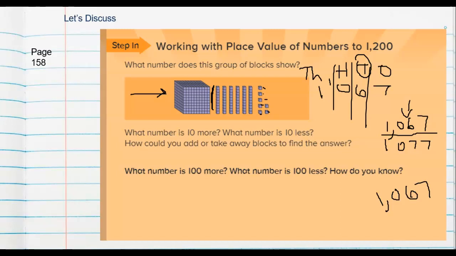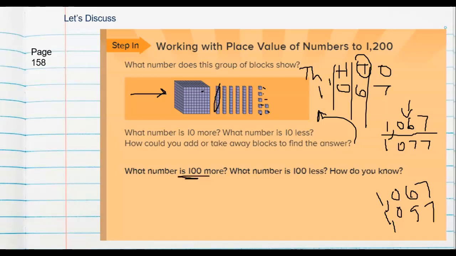10 less. Well, that means I would look at my tens place, and I would go up here, and I would use these blocks to see it, and I would mark off a 10 because I want it to be 10 less, so I take 1 ten away. What does that change the number to? 1,057 because I took 1 ten away. Now, how could you add and take away blocks to find the answers? We just did that.